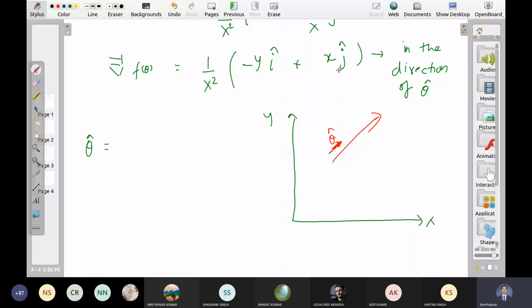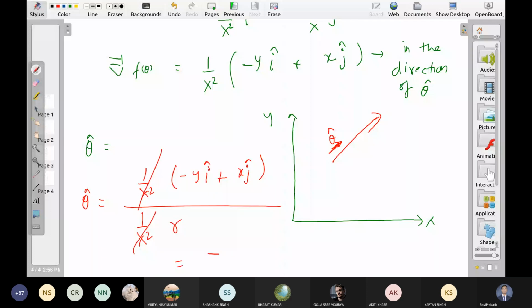So what is theta cap? Is equal to this vector as it is divided by the mode. What is the mode? 1 by x square, and the mode of this is r. This cancels. 1 by upon r means sin theta I cap, X upon r. So this is theta cap.